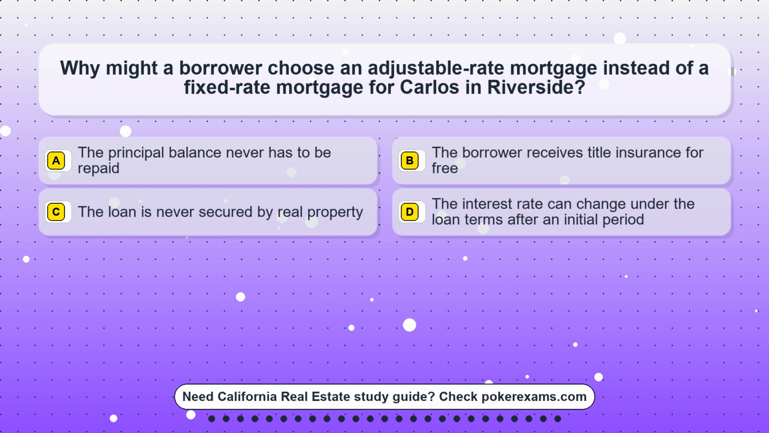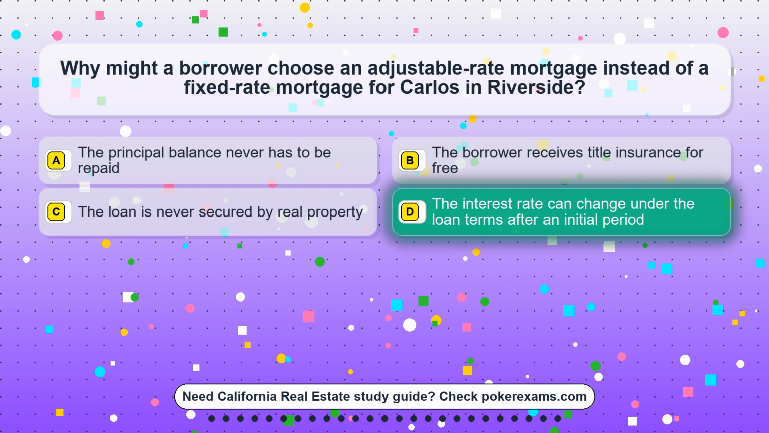Question 9. Why might a borrower choose an adjustable-rate mortgage instead of a fixed-rate mortgage for Carlos in Riverside? Option A. The principal balance never has to be repaid. Option B. The borrower receives title insurance for free. Option C. The loan is never secured by real property. Option D. The interest rate can change under the loan terms after an initial period.